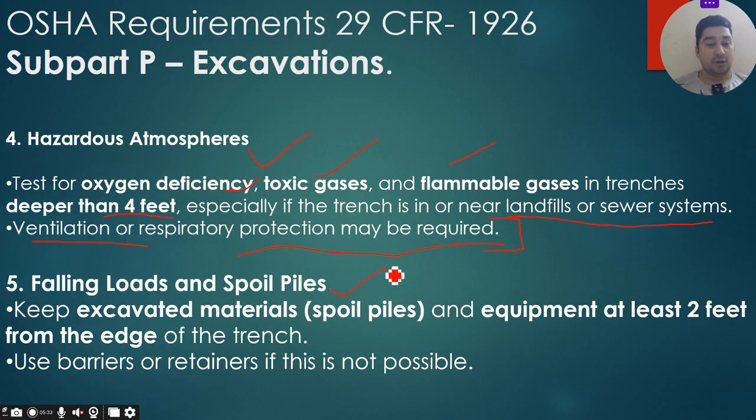Number 5, falling loads and spoil piles. As per OSHA, you have to keep the excavated material, spoils, piles and equipment at least 2 feet from the edge of the trench. Okay, if this is the trench edge, then this distance should be 2 feet. So you have to make sure that you are maintaining the 2 feet distance here, and only the equipment or vehicles, other things or piles should be here, not closer than this. You have to use barriers or restraints if this is not possible.